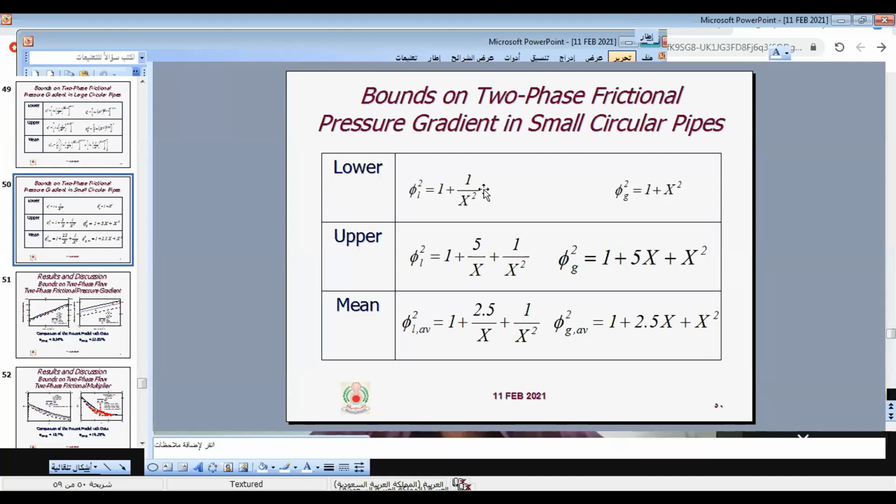For example, the upper bound is like C equal to 5, which means the equation for laminar liquid, laminar gas flow. And as you notice, the average of 0 and 5 is 2.5, so this is the equation of the mean.